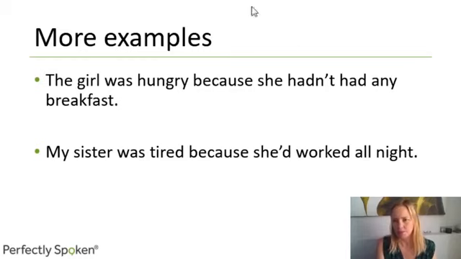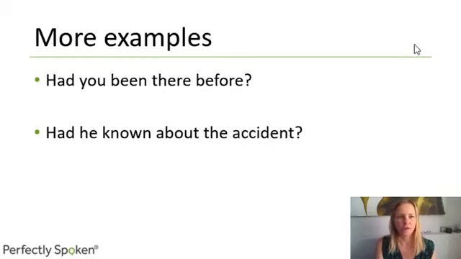Okay, and now I'm going to go. We have two examples here with questions. Questions are not used very frequently in past perfect. Past perfect is usually used in sentences with past simple, if you look at all the examples. However, sometimes you will need to use it.